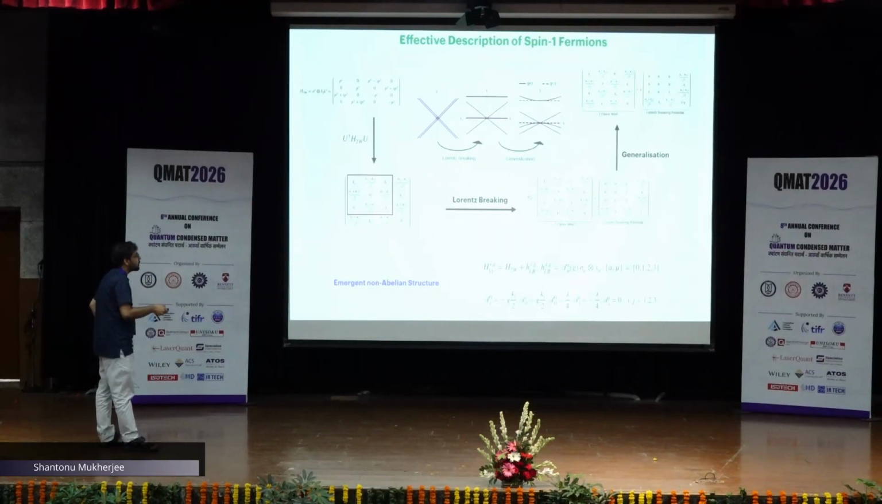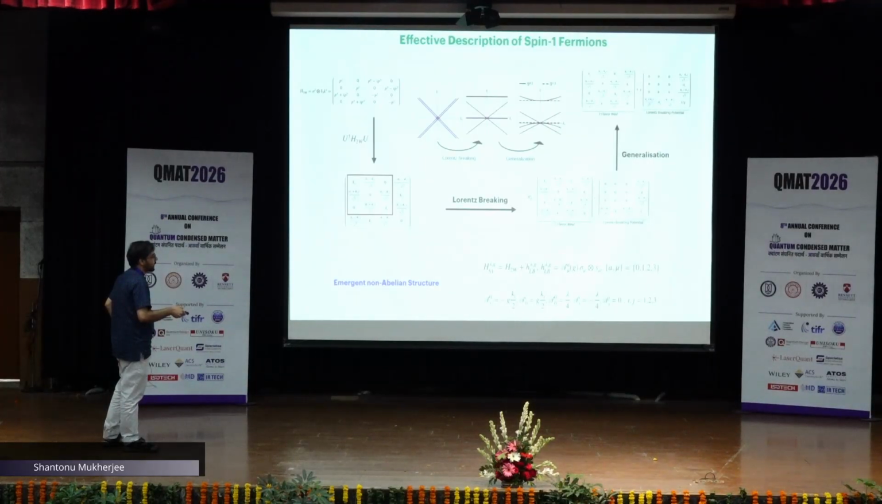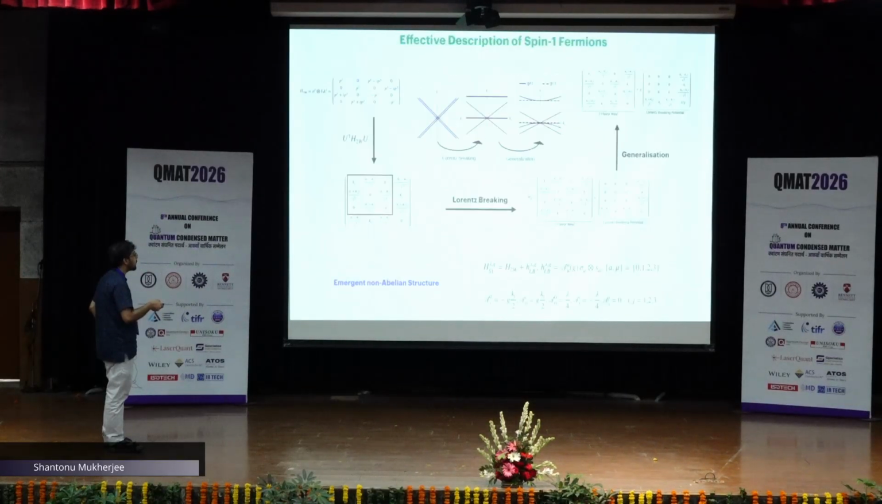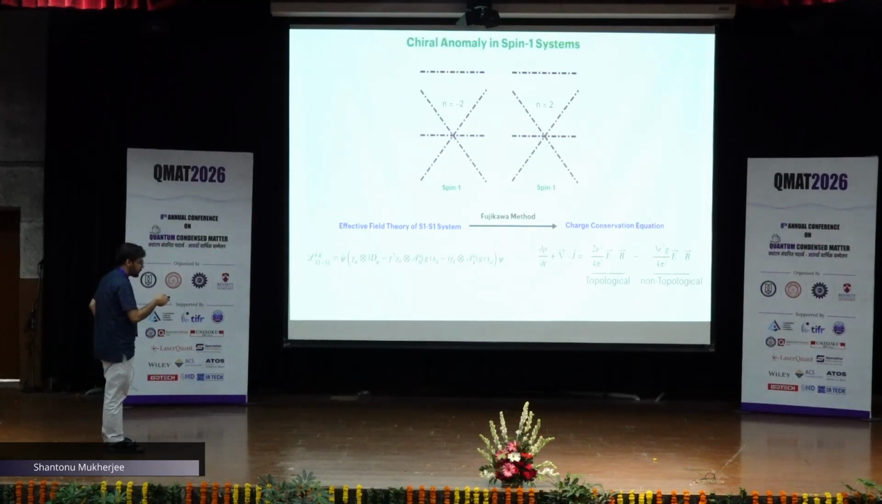And now one can express this Lorentz violating potential in terms of some non-abelian potential whose components are given by this. Now one can consider the situation where both the nodes are spanned by spin 1 fermions. One can construct the effective field theory from the previous Hamiltonian that we get here, and calculate the corresponding charge conservation equation for a given node.